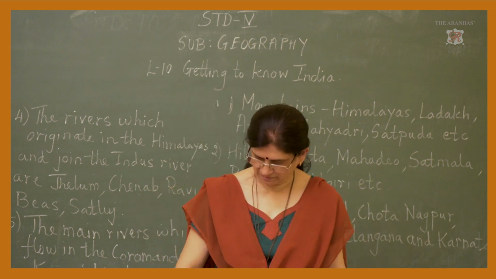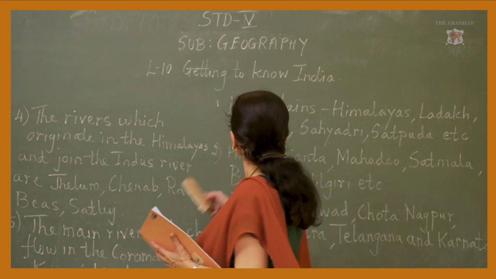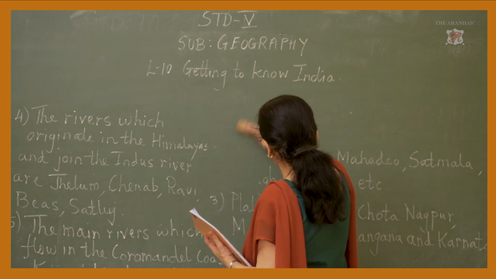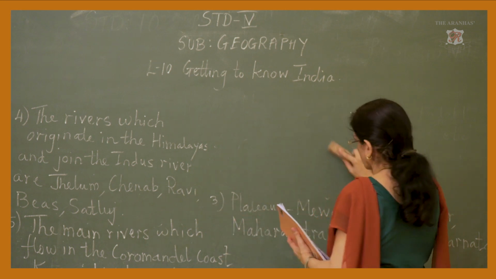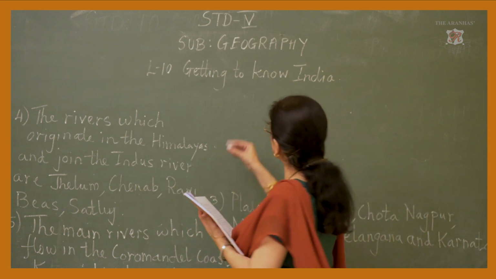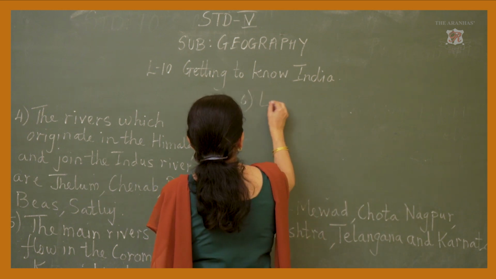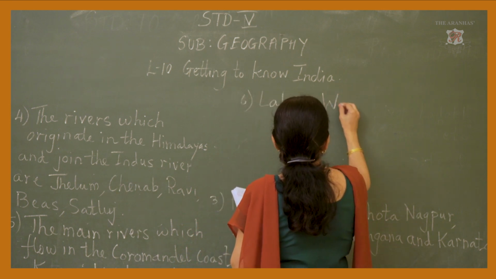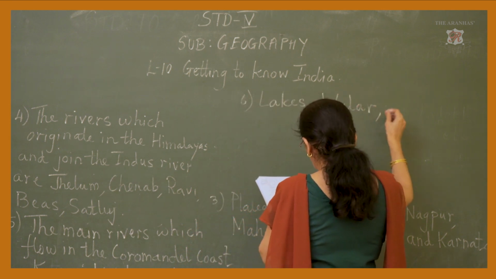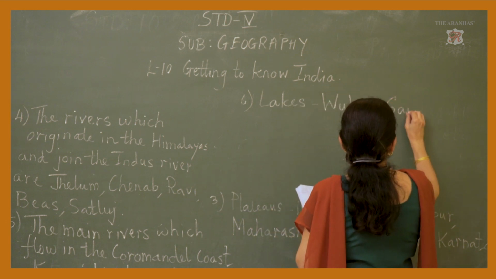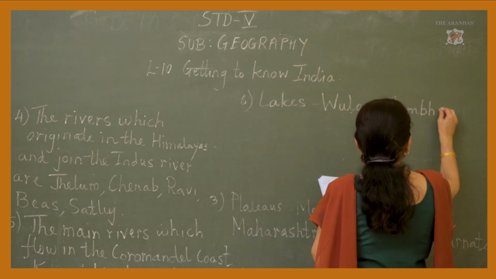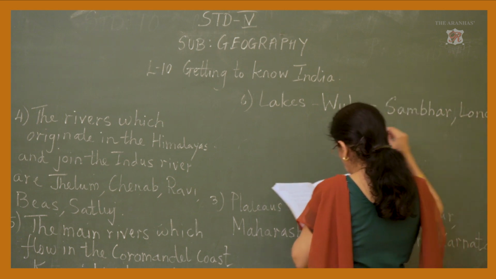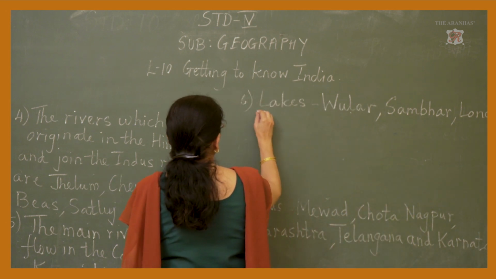Then we have the lakes. Buller, this is in the north. Sambar, Lonar, which is in Maharashtra. Then Pushkar.